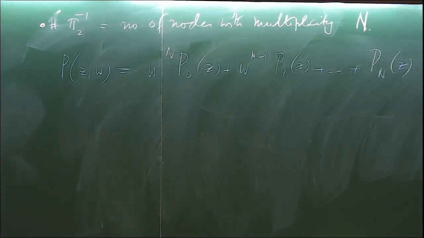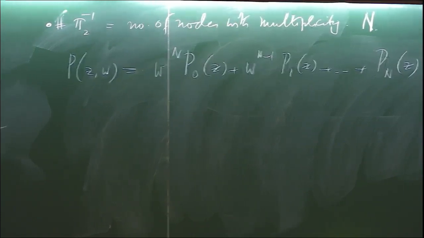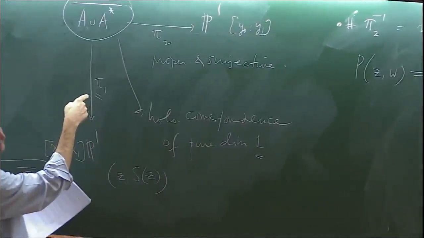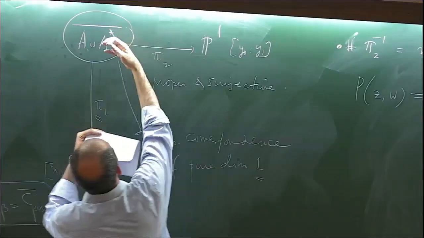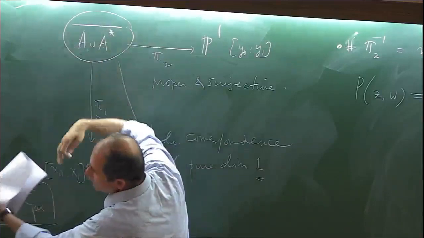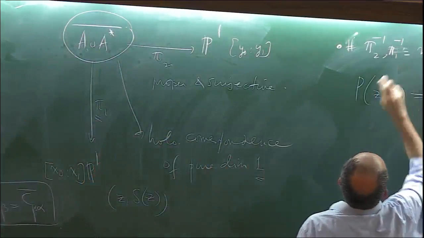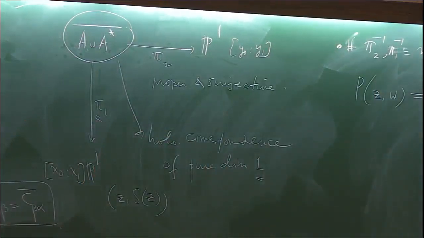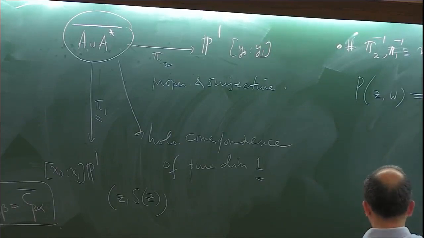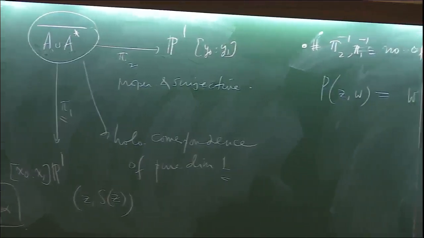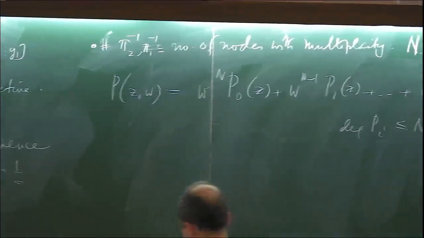And a similar argument tells you that if you work with, again, counting the number of nodes and so on, you can show that phi 1 also has the same number of elements in the fiber here. After all, whatever information you have about one side also holds for the other one. So both have multiplicity N. So let me write down the polynomial in this form. And the degree of each P_i is no bigger than N here.